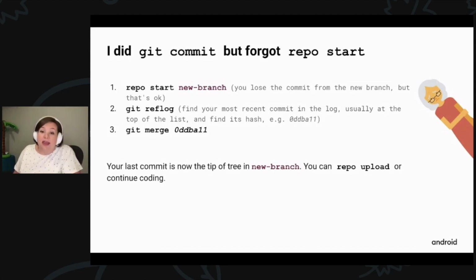You just run repo start then, but that creates a new branch that doesn't have your change. So then you grab your change from the ref log and merge it into your new branch that repo started for you. Your last commit is now the tip of tree in the new branch. You can repo upload or continue coding.